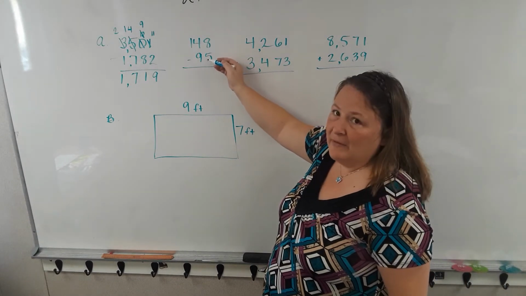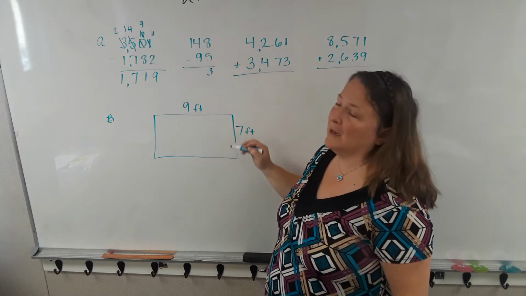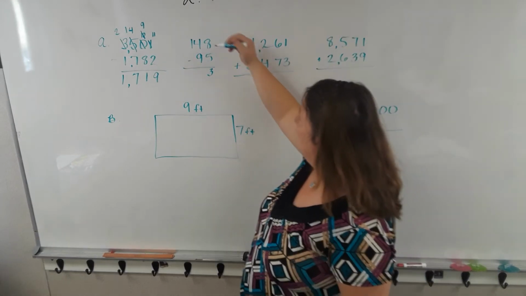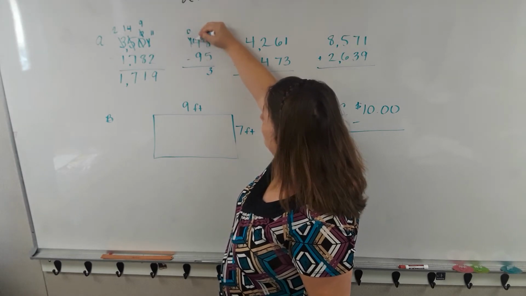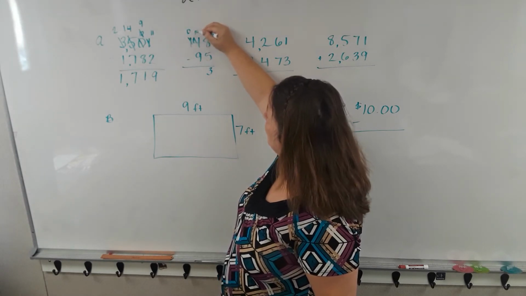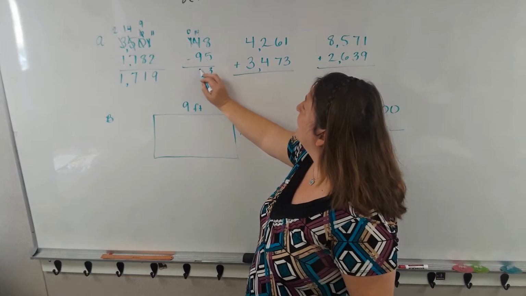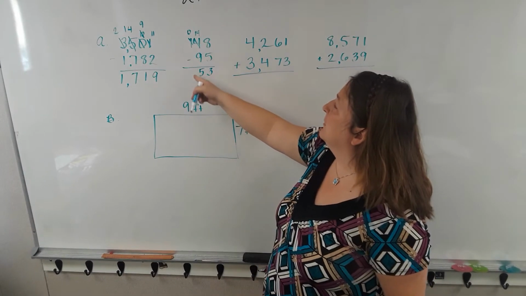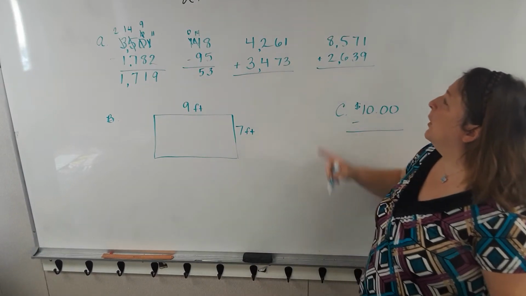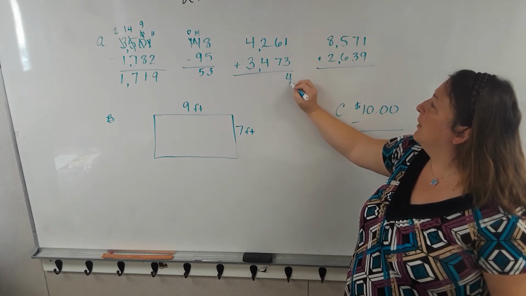8 minus 5 equals 3. 4 minus 9 equals, cannot do that. You need to borrow. The 1 becomes a 0. The 4 becomes a 14. 14 minus 9 equals 5. 0 minus nothing equals 0. 53. 1 plus 3 equals 4.